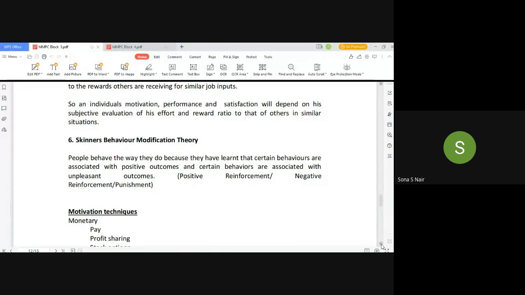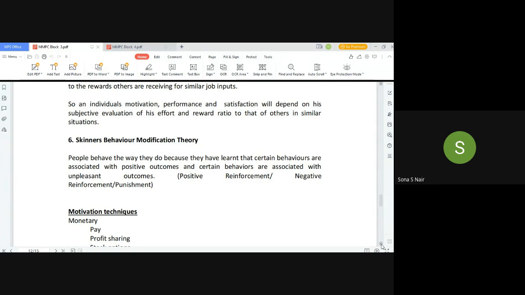Skinner's behavior modification theory is basically based on the reinforcement theory. People behave the way they do because they have learned that certain behaviors are associated with positive outcomes, and certain behaviors are associated with unpleasant outcomes.